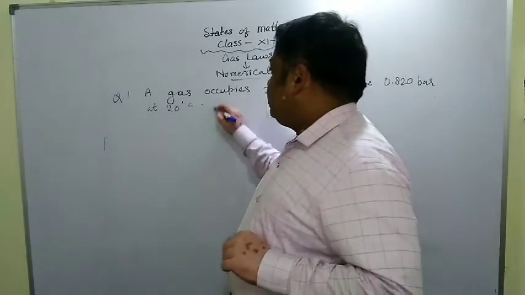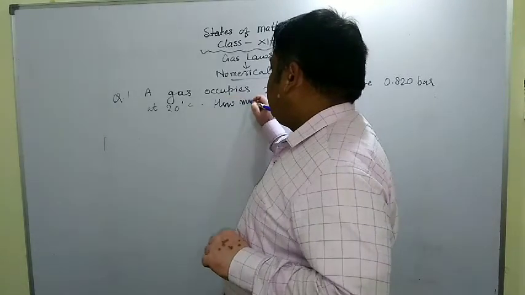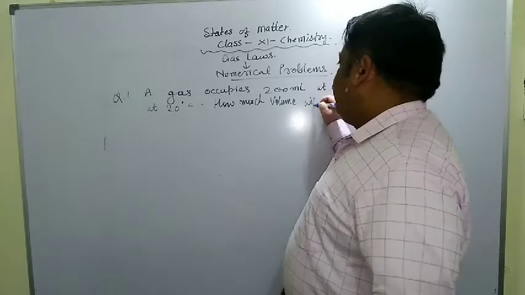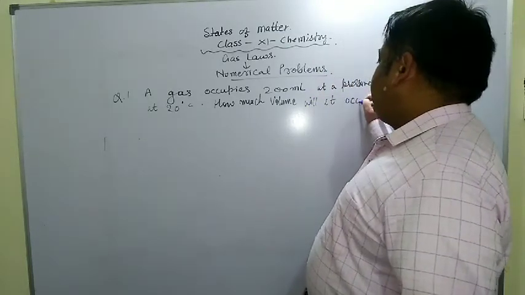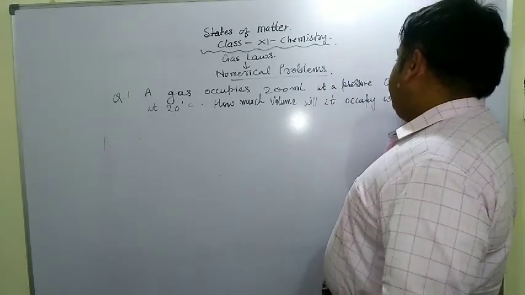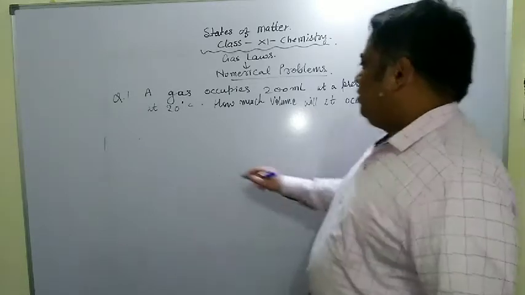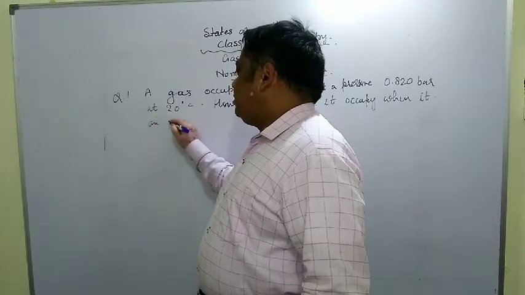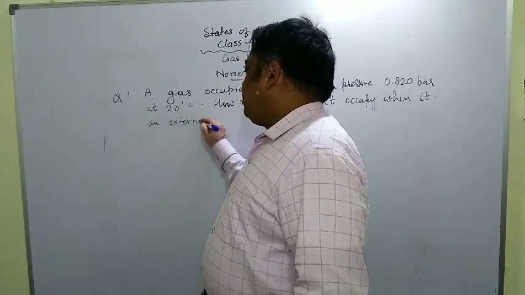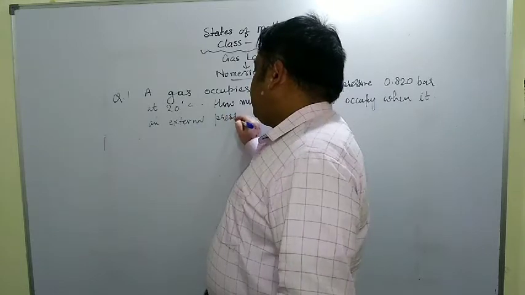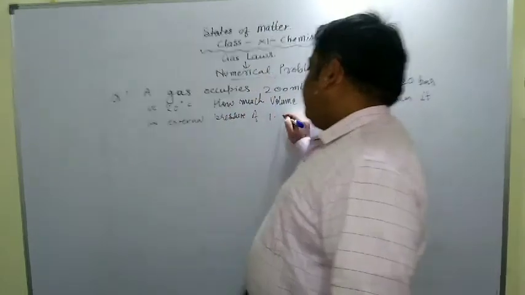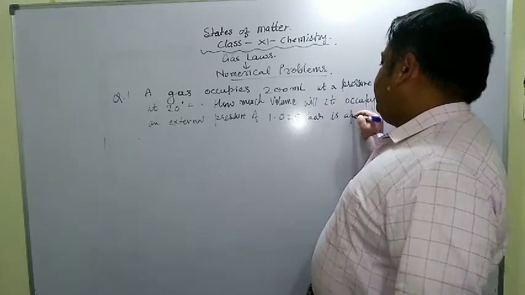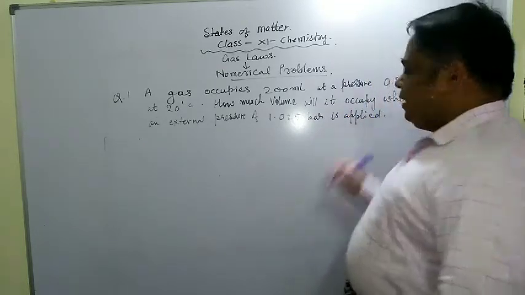How much volume will it occupy when an external pressure of 1.025 bar is applied at the same condition.